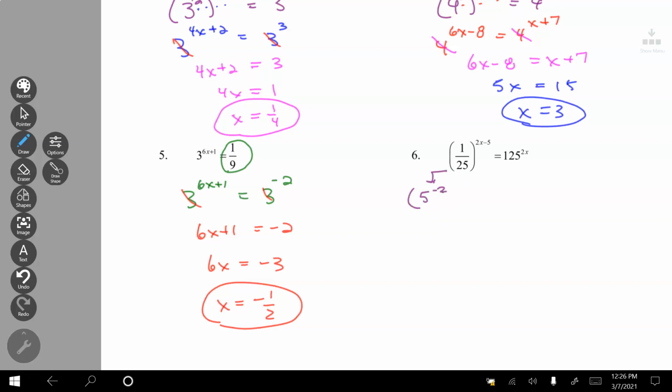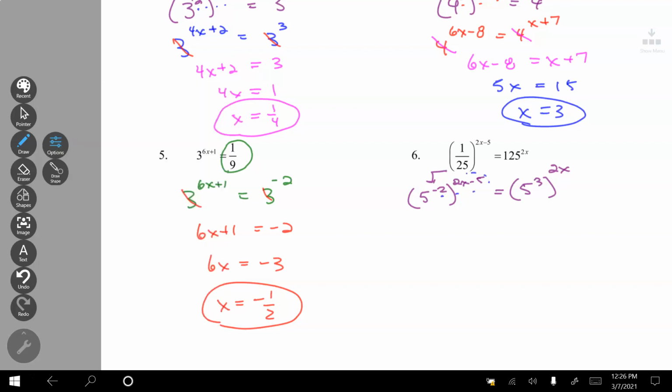5 to the negative 2 raised to the 2x minus 5 equals 5 to the third, because that's what 125 is, raised to the 2x. So it's all finding a good base and knowing your powers. 1 over 25 is 5 to the negative 2. 125 is 5 cubed.